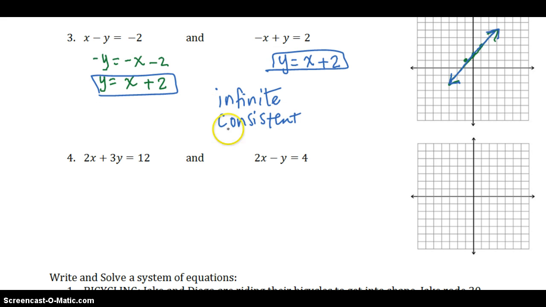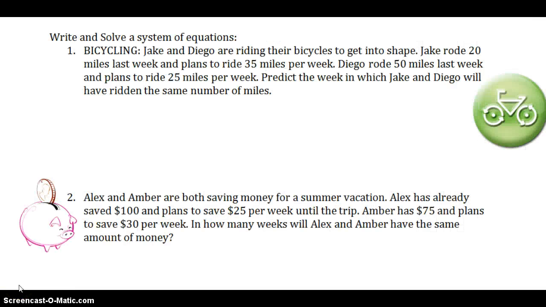Remember, the only one that's dependent is the one that's the exact same line. So consistent, dependent. I'm going to leave number 4 for you to do on your own. So go ahead and pause and do 4. We'll check it together.